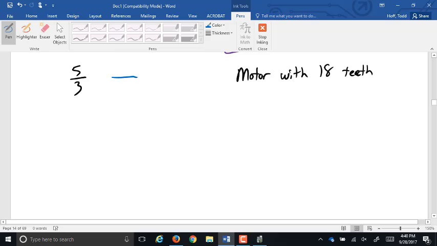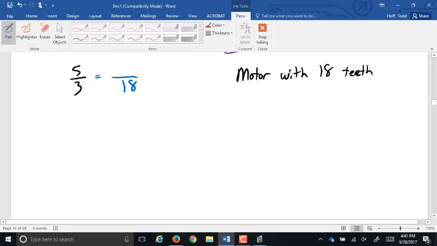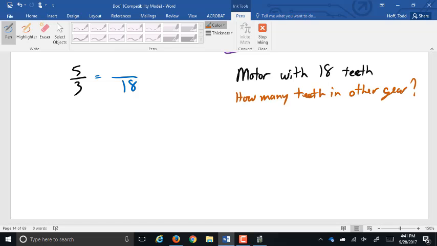Does the gear on that motor represent the driving gear or the driven gear? If I disconnect the two gears, will the one on the motor keep spinning or stop spinning? It'll keep spinning. So it is the driving gear. I don't expect you to know the terminology. So that goes with the bottom. That's the 18 on bottom. So what we are looking for is how many teeth do we need in the other gear? To find that, we're going to set these two ratios equal to each other.